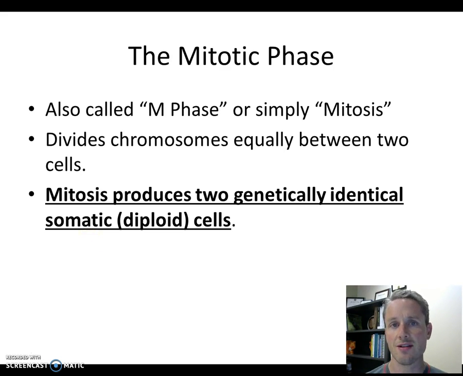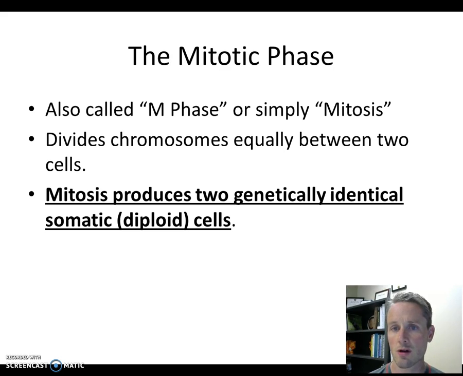Somatic cells are all the cells in our body that are not either our eggs, if we are female, or our sperm, if we are male. So to summarize one more time, mitosis is a process that produces two cells. They're genetically identical, so they're both going to contain the exact same DNA. And we make somatic cells this way, all of our cells that aren't eggs or sperm. And those somatic cells are always diploid. They have two copies of each chromosome.